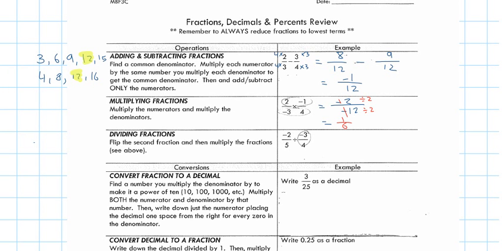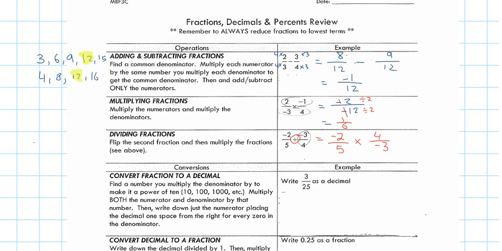Then we're going to move on to division. When you're dividing two fractions, you have to change the division into multiplication. Okay? To do so, I keep my first fraction the same and I change the division into multiplication. By doing that, I'm basically flipping my second fraction. So basically, I'm multiplying by 4 over negative 3.